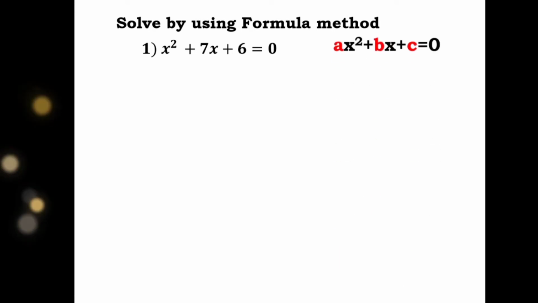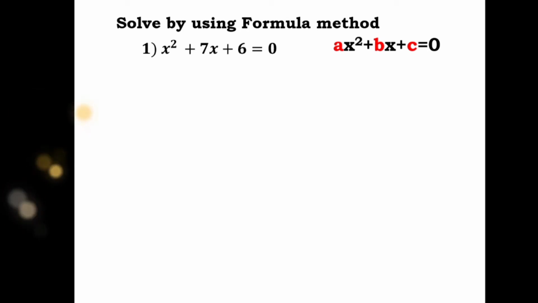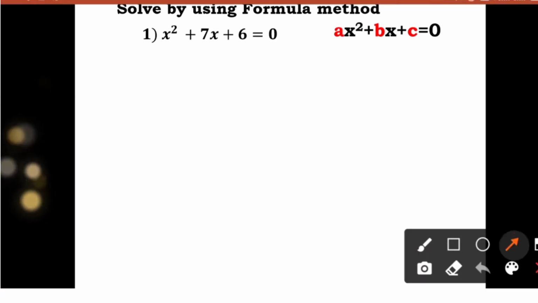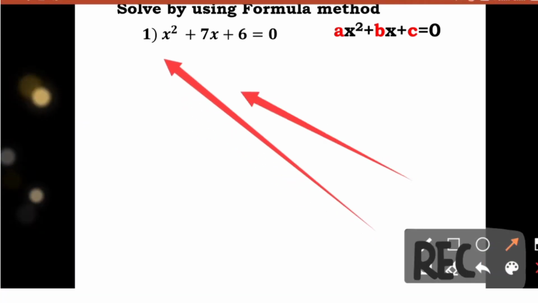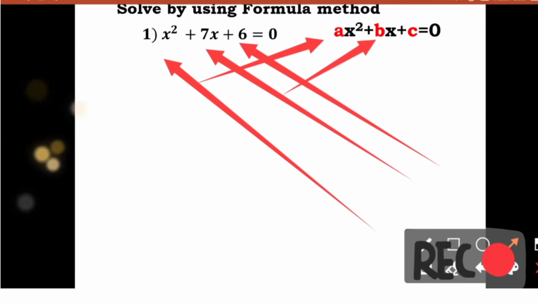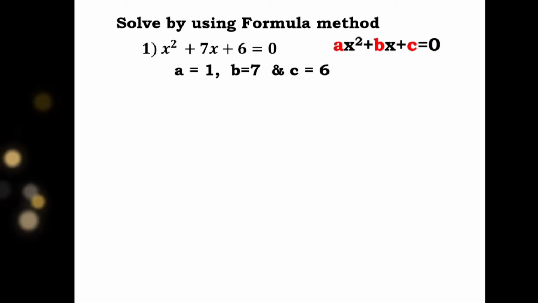Let's use the formula to solve these problems. We have the first equation, x squared plus 7x plus 6 is equal to 0. If you compare this with ax squared plus bx plus c, then you will get the values of a, b, c. You just have to compare the equation, so you will understand. Your a is 1, b is 7, and c is 6. So the values will be a is equal to 1, b is equal to 7, c is equal to 6.